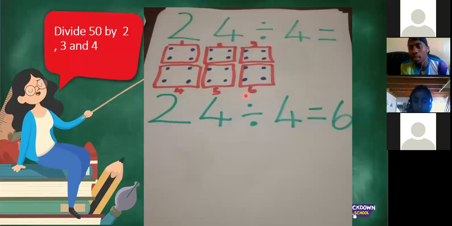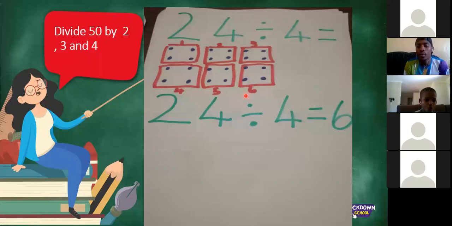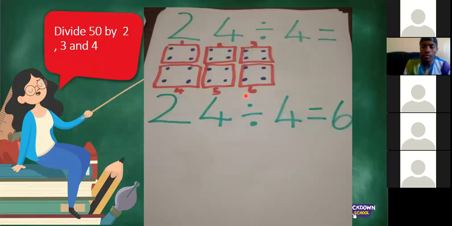Time up. I'll give 10 more seconds. 10, 9, 8, 7, 6, 5, 4, 3, 2, and 1. Going slowly to make sure you write everything. Time up. Good.